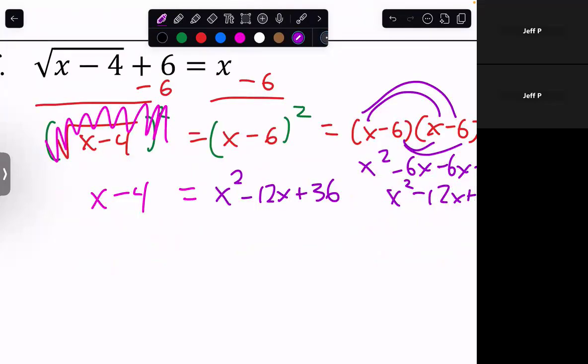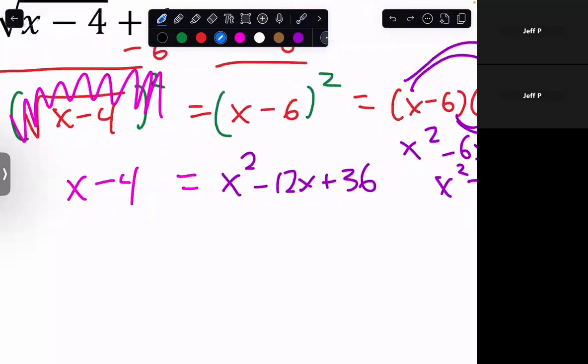Okay, so from here, there's no more radicals, which is good, but we have a lot of x terms. And unlike the previous problem, we have an exponent. We have x squared. Okay, so this is a quadratic then. This is something we can either solve by factoring or completing the square or the quadratic formula. Okay, so let's try factoring.